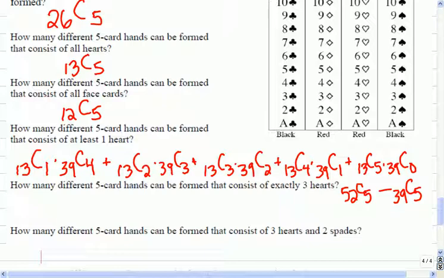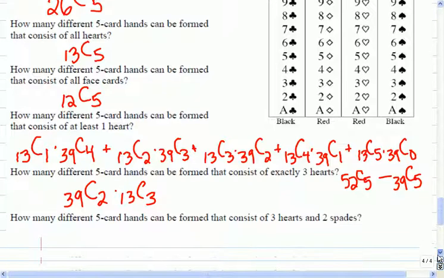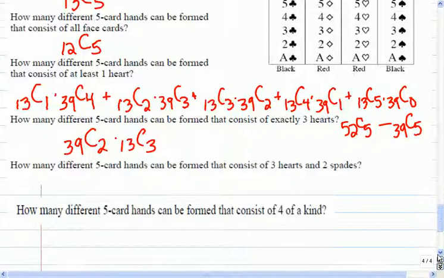How many different 5-card hands can be formed that consist of exactly 3 hearts? 52 choose 2? We don't want to pick from all 52 just yet. 39. Okay, so we pick from 39. How many cards am I going to pick from those 39? 2. And then that means I need 3 from the hearts. So exactly 3 are hearts, and 2 of the 39 are not.